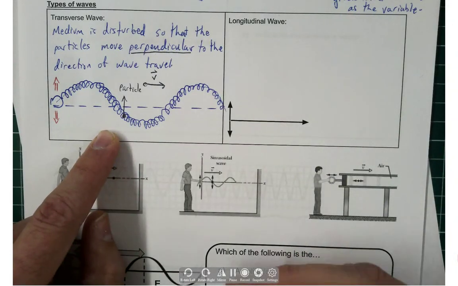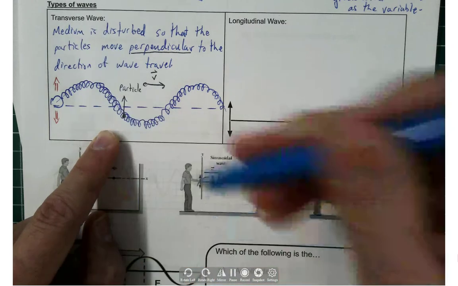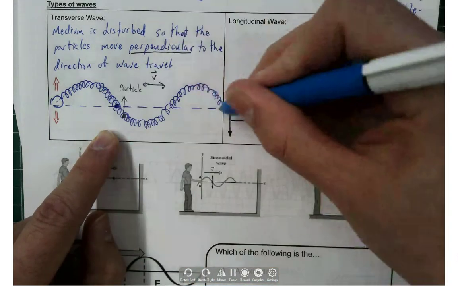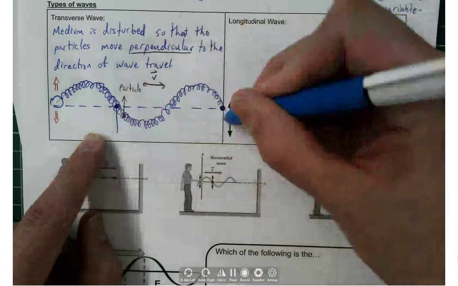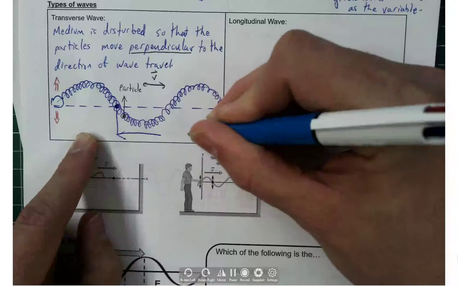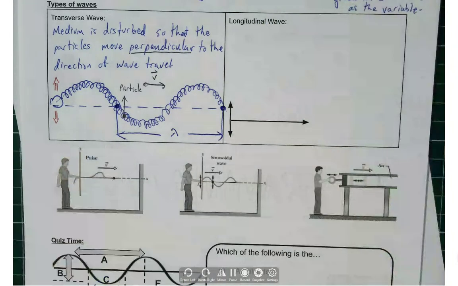Anyway, this is called a transverse wave. If I was going to talk about other properties of this wave, one property might be the wavelength. If I take two points, like these two points here, I could measure the distance between them, and the distance between those two points is the wavelength. Lambda.